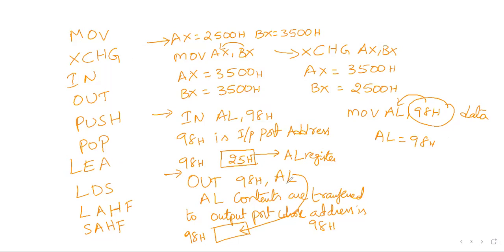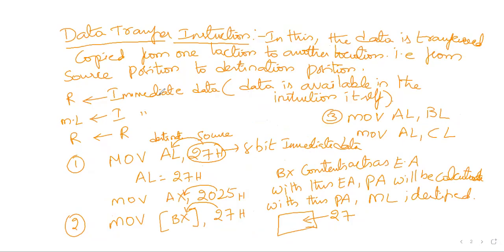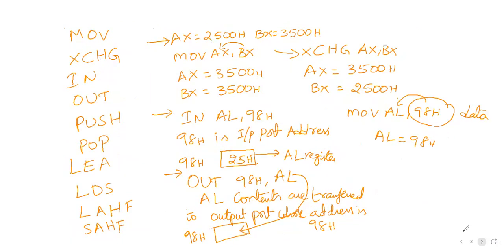How many types of move instructions? Immediate data to register, immediate data to memory location, or register to register. All these are move instructions. The immediate number can also be 16-bit. Similarly, exchange instructions. I already explained the difference between move and exchange. In the IN instruction, the 98 is a number, but it acts as the address of the input port, whereas in the move instruction this 98 acts as immediate data.